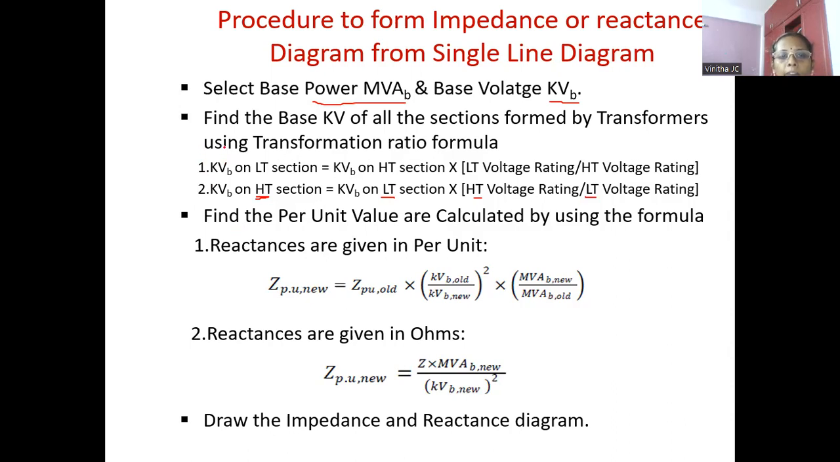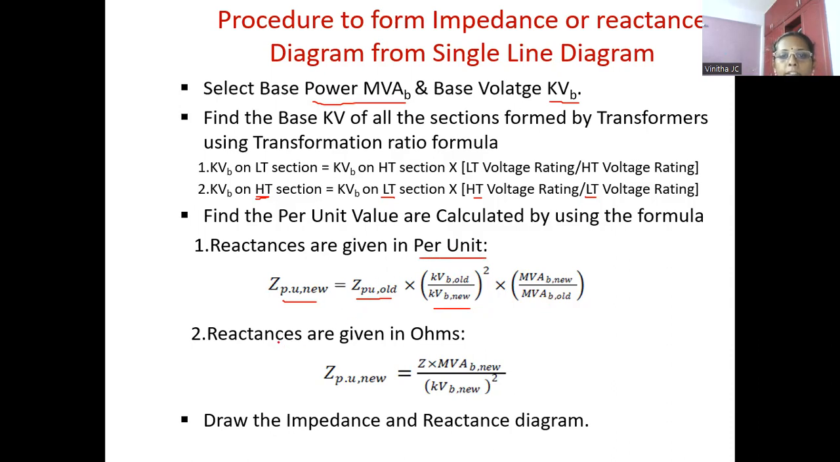Then after choosing MVAB and KVB, the next step is to calculate the per unit reactances or the impedance value. As I told earlier, if all the values are given in per unit, then we can use this formula to calculate a new per unit value of impedance. That is Z per unit new is equal to Z per unit old into KVB old by KVB new, the whole square, into MVAB new divided by MVAB old. So this is for the case when all the components are specified by per unit values.